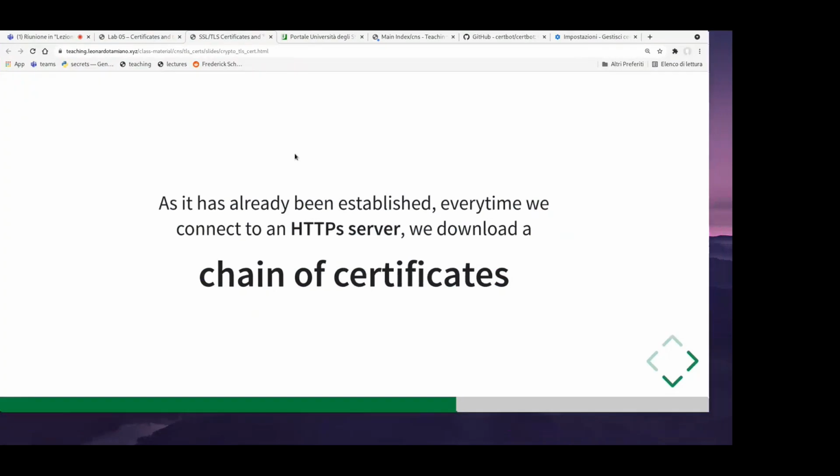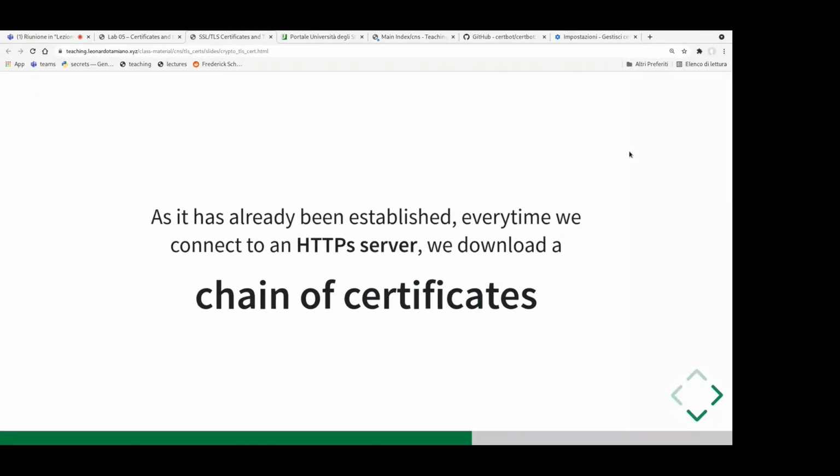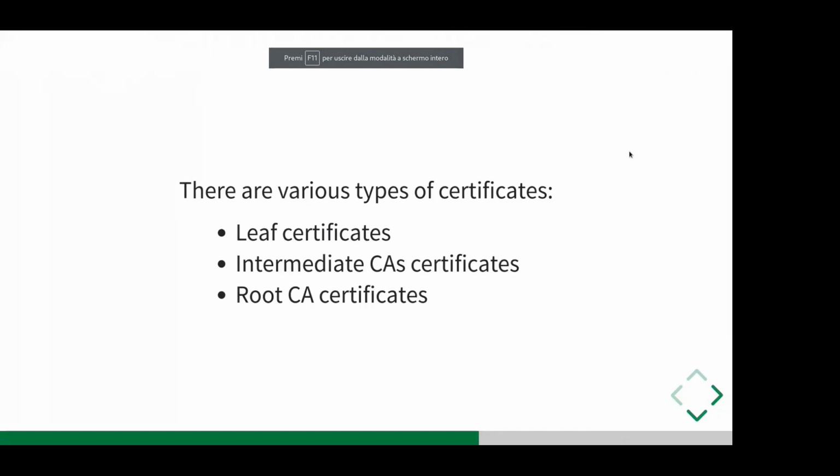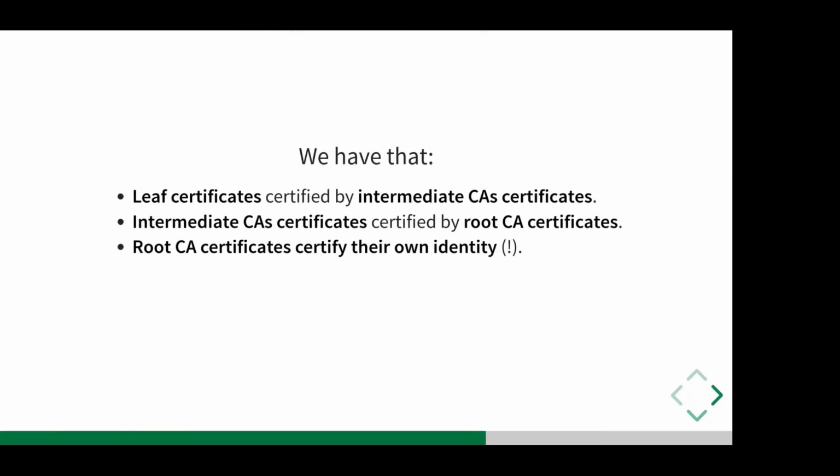And so we have to download a chain of certificates. And here comes, of course, the concept of hierarchy, because we have different kinds of certificates. We have leaf, we have intermediate CAs, and we have root CAs. Leaf certificates are used to identify actual websites, like my website. They are the final ones that are actually used in the TLS handshake to extract the public key and all the rest.